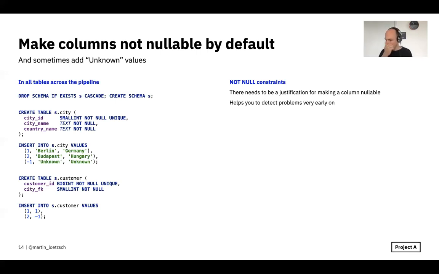This basically helps you detect problems very early, so that if something is weird in your data, you don't notice it very late in your pipeline, or even have your users notice it.